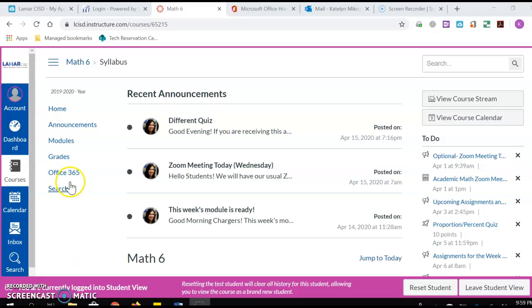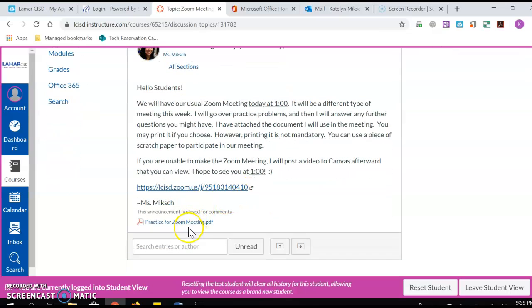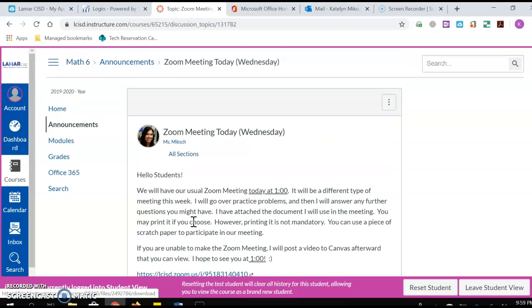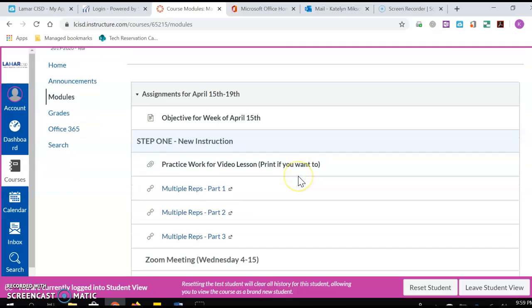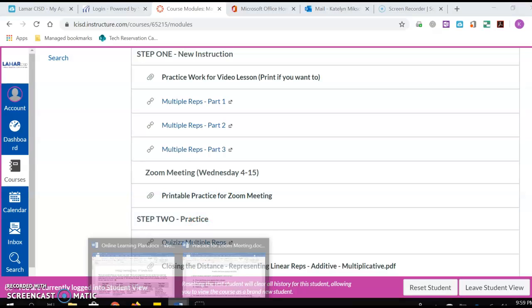So it was this morning, I posted this announcement, and what we're going to start doing in our Zoom meetings is I'm going to include some practice problems. So from the announcement, you could have pulled up the practice problems and printed them out if you want to. You don't have to print them. I'm also adding them to the modules each week, so it's there if you want to pause this video and print it so you have it to follow along. You can do that. Like I said, you don't have to print it. You can just use a sheet of scratch paper and follow along from the screen if you want to.